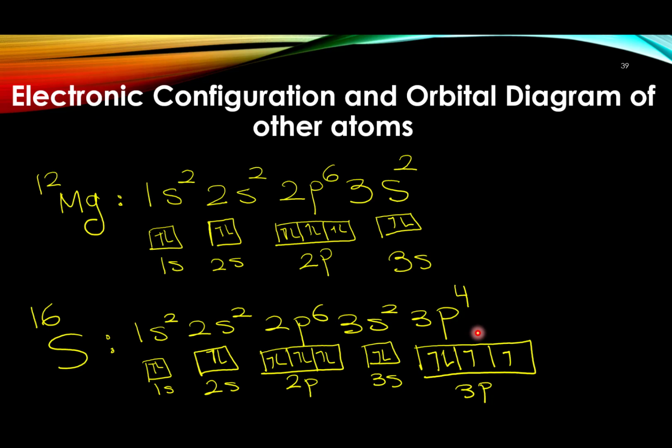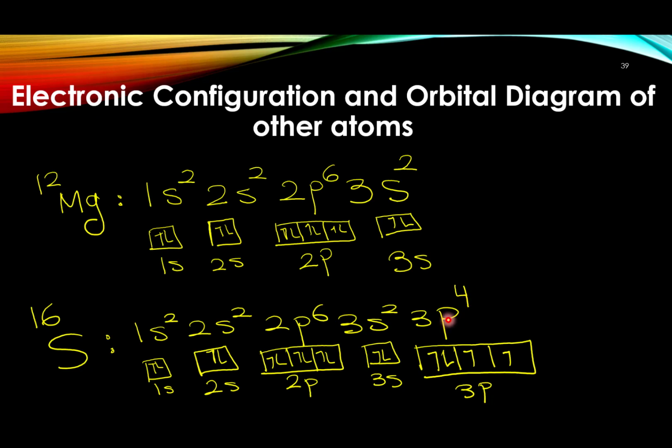Then, what is the conclusion? For metals, the very last subshell that we fill in is always an s orbital, whereas for non-metals, the very last subshell that we fill in is a p orbital. It doesn't matter which energy level or what the number of electrons is.